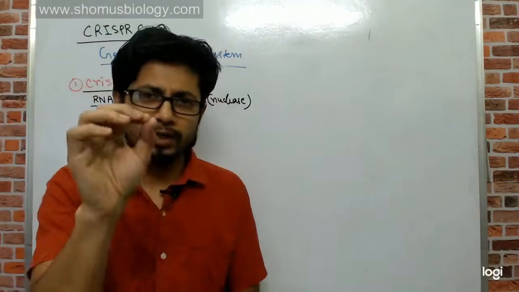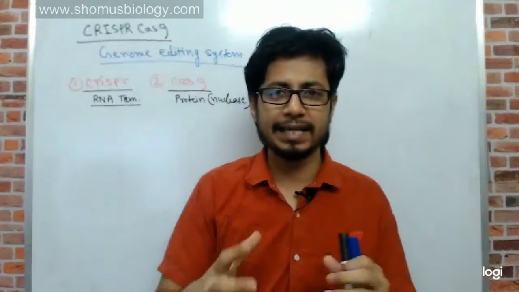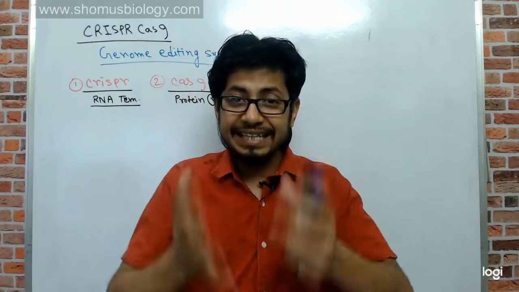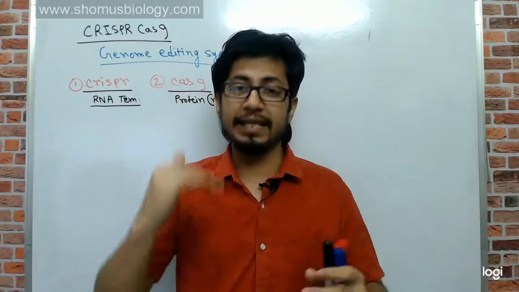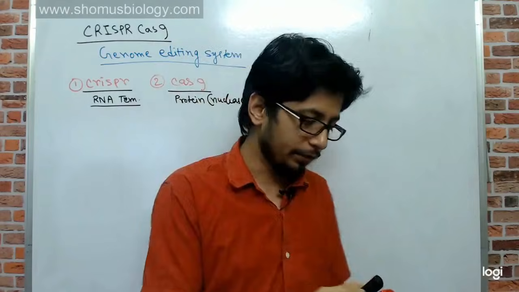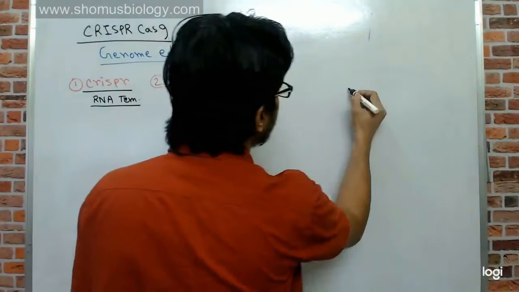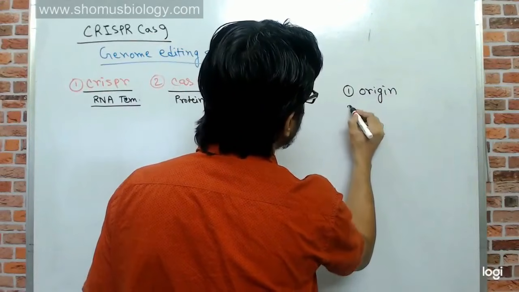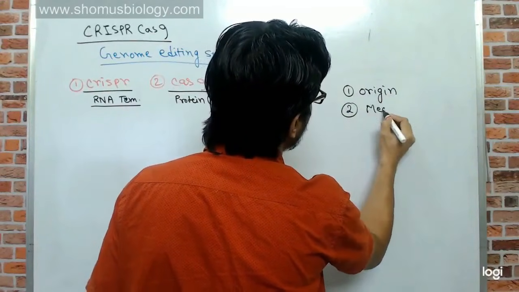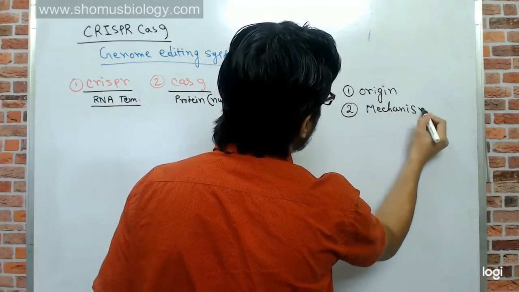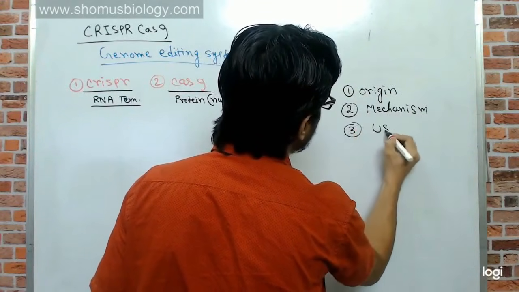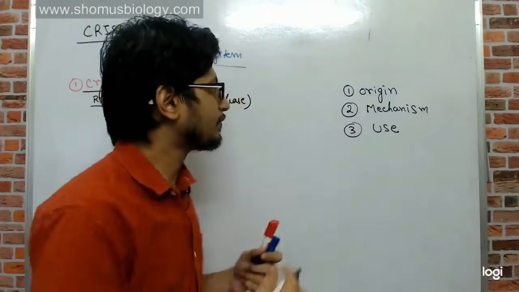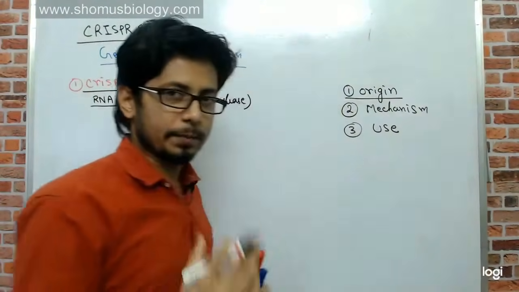Now the idea is very simple. I can give you a small demonstration of what this CRISPR-Cas9 is capable of doing. In this particular video, I'll be explaining in a step-by-step manner the different things. I'll first talk about the history and the origin of CRISPR-Cas9. Then I'll talk about the mechanism of how it works, and the third thing we'll talk about is the use of CRISPR-Cas9 in future times. So let's first talk about the origin of the CRISPR-Cas9 system.